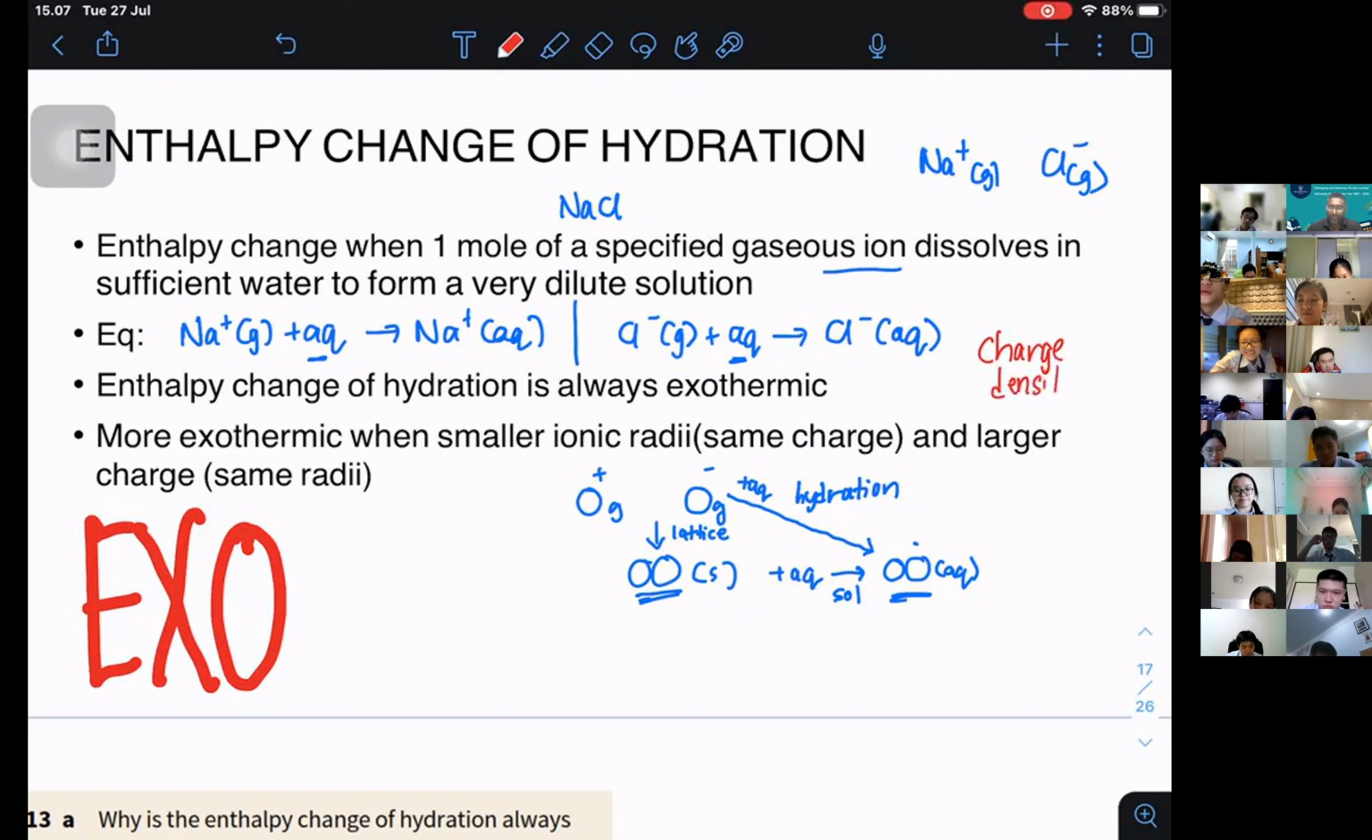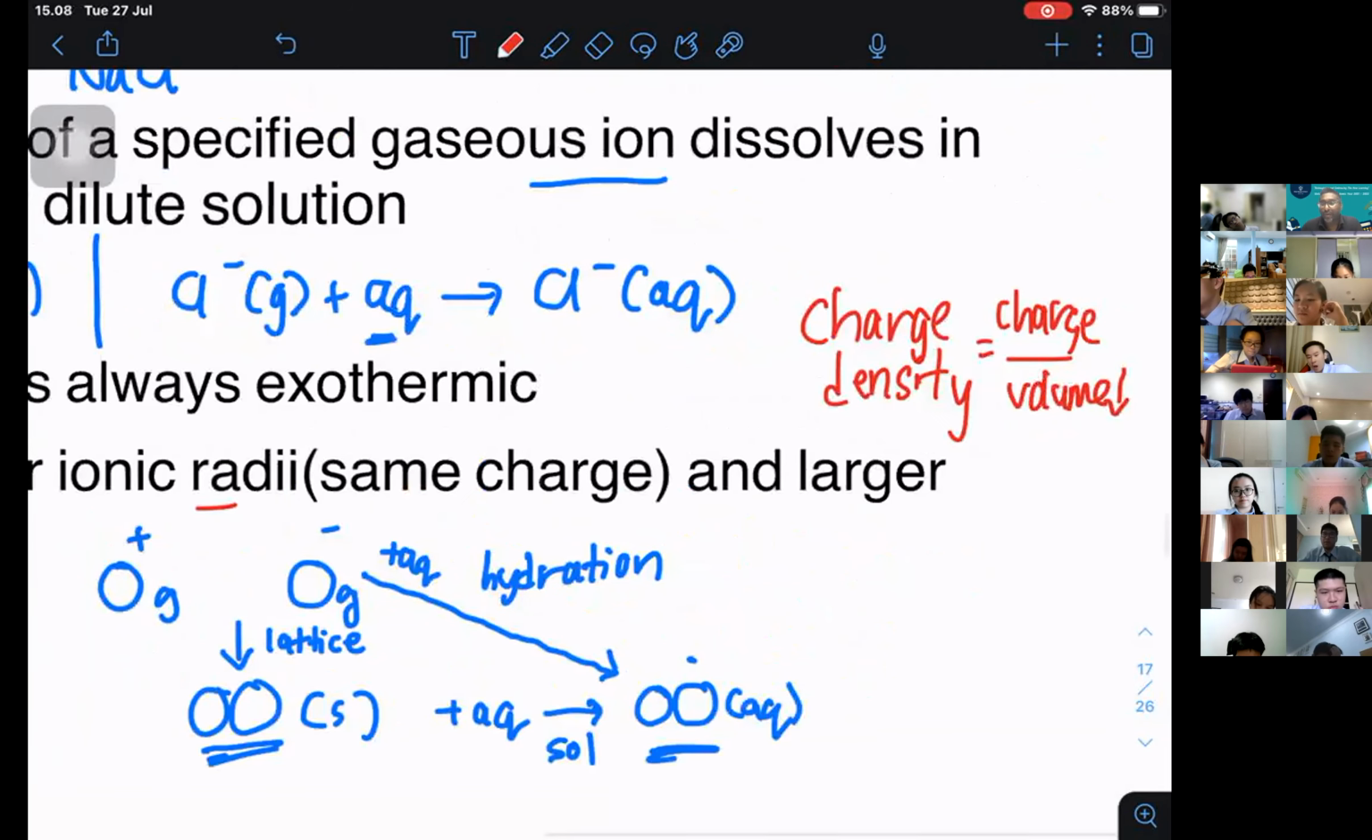If we forgot about this concept yesterday, charge density is charge over volume. So if you have a smaller ionic radii, your volume is smaller. When volume is smaller, your charge density is more. When the charge density is more, it means your ion will form a stronger bond with another ion, so of course bond forming is more. So they are going to be more exothermic.